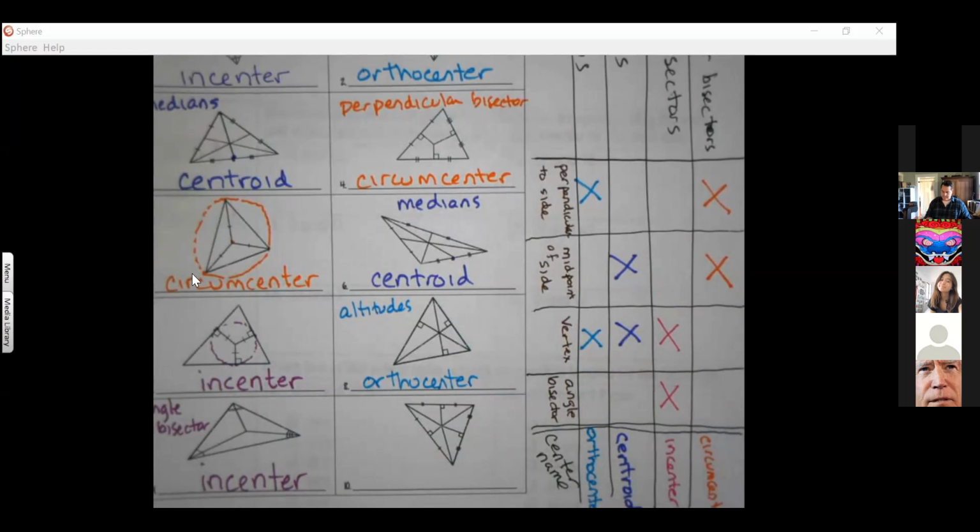There are segment bisectors, circumcenter. Very good. Those are perpendicular bisectors. They're perpendicular and they're through the midpoint. So it's the circumcenter. If in fact it's the circumcenter, what would be known about it? What would be the conclusion?